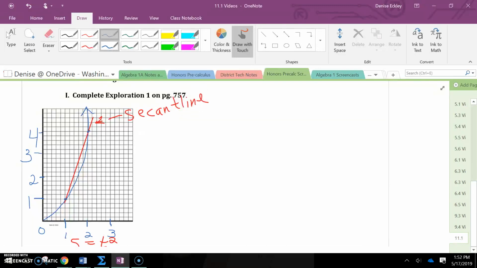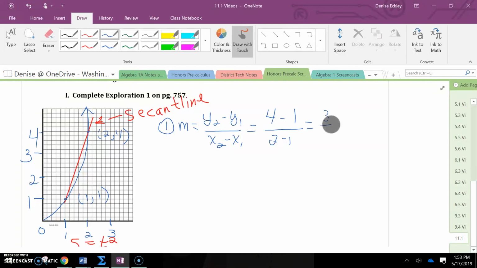Okay, so now number 1 says find the slope of the line. So the slope of the line is going to be y2 minus y1 over x2 minus x1. So that's going to be 4 minus 1, because the point here is (2, 4), and the other point is (1, 1). And then to subtract our x's, we're going to do 2 minus 1, which gives us 3 over 1, which is 3.